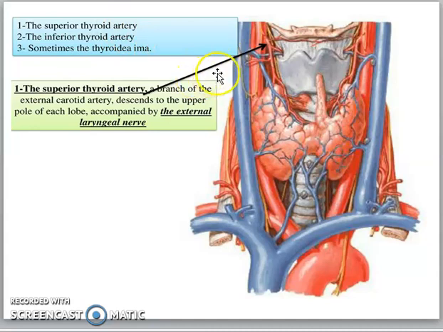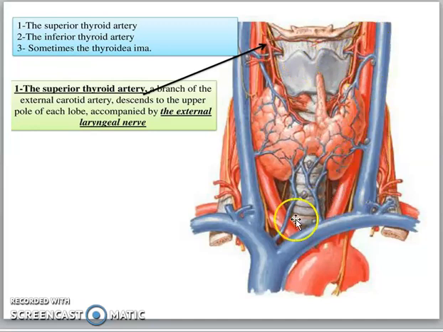Now, the superior thyroid artery, you can see, it's a branch of the external carotid artery, which descends to the upper pole of the lobe, also being followed by the external laryngeal nerve. Okay, left and right.